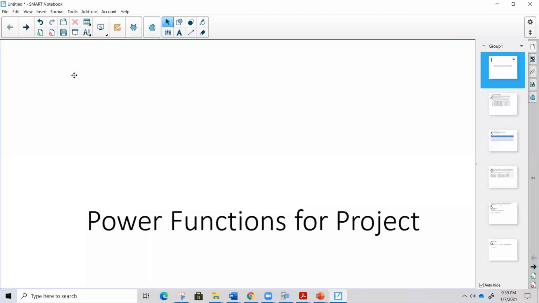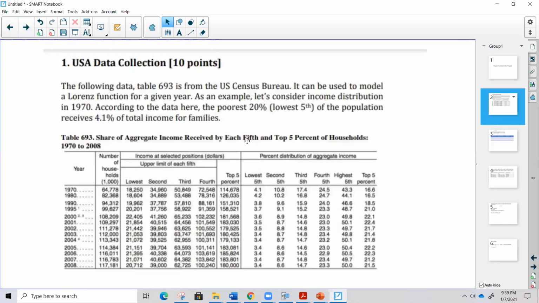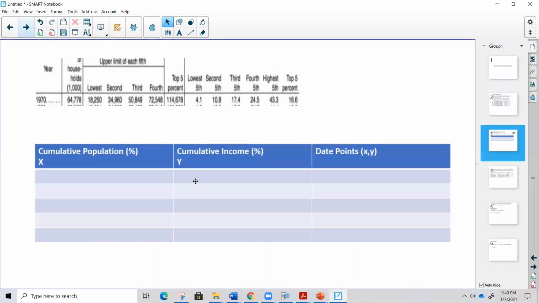So in this video, I'm going to show you how to find the power function for the project and also do an example of the Gini index. So this is the data that they have from the US Census Bureau. And the first thing the project asks you to do mathematically is to create this table.